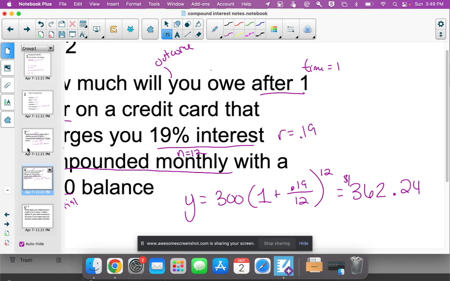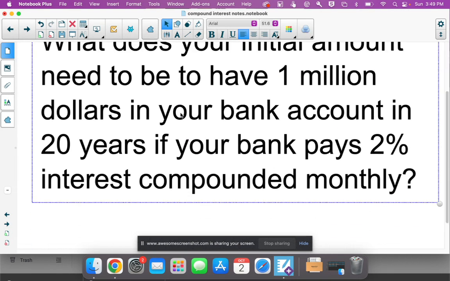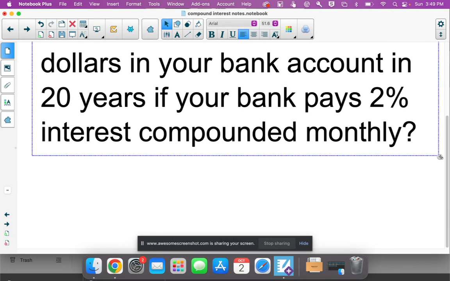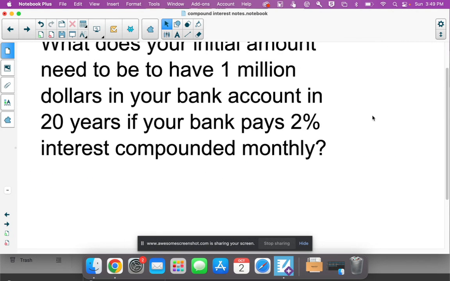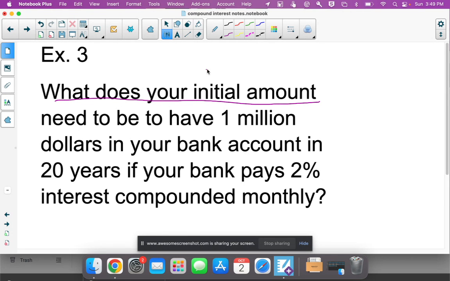All right, one more and then we'll be good to go. And we did this on a growth amount. As far as solving for an initial amount, it's not hard. You just have to simplify everything from the other side first. So let's take a look. So what does your initial amount need to be? So that's A. That's what I'm solving for.